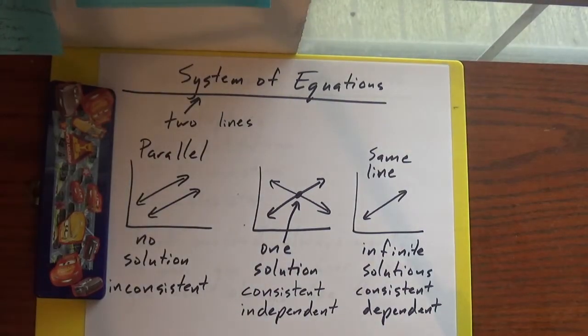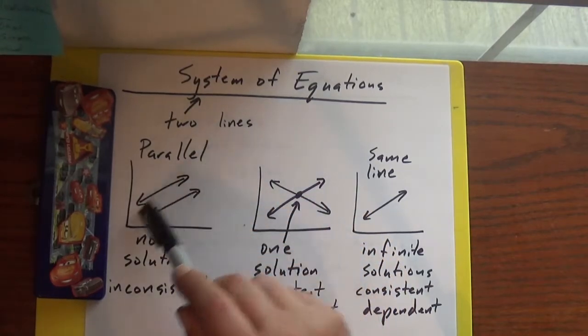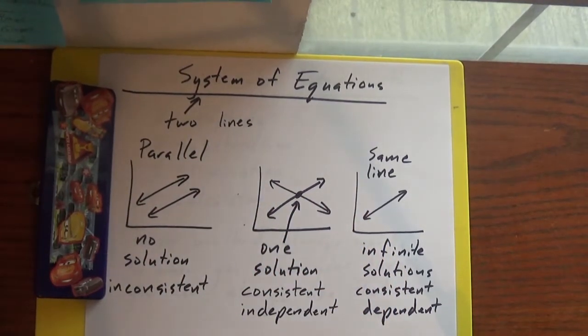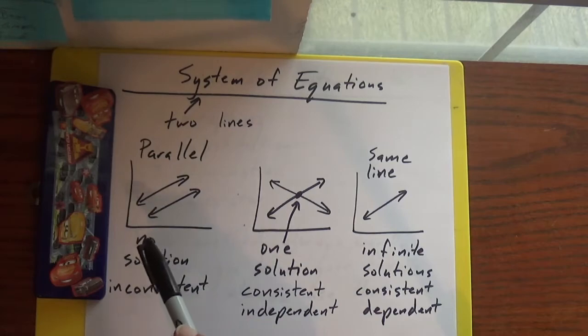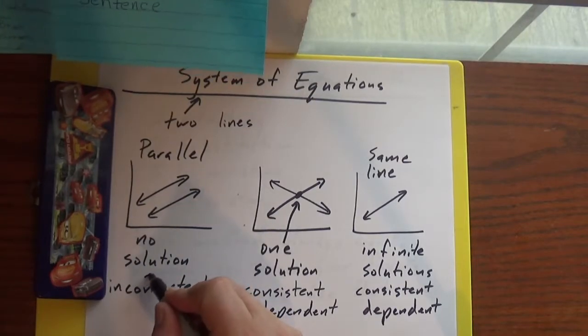Welcome to Lake Math. Today we're going to do systems of equations. A system just means we have two lines. Now, if we have two lines and they're parallel, they never touch. The solution is where they touch. So parallel lines means there's no solution and it's inconsistent. No solution is the same as inconsistent.